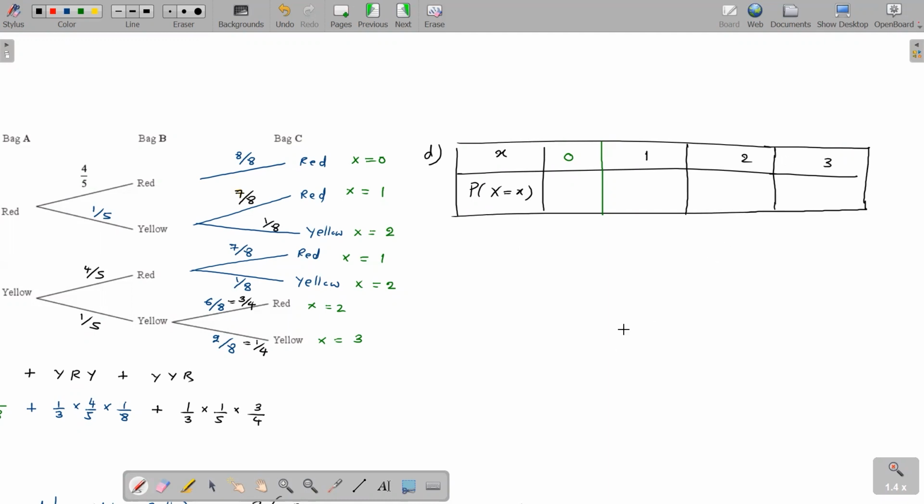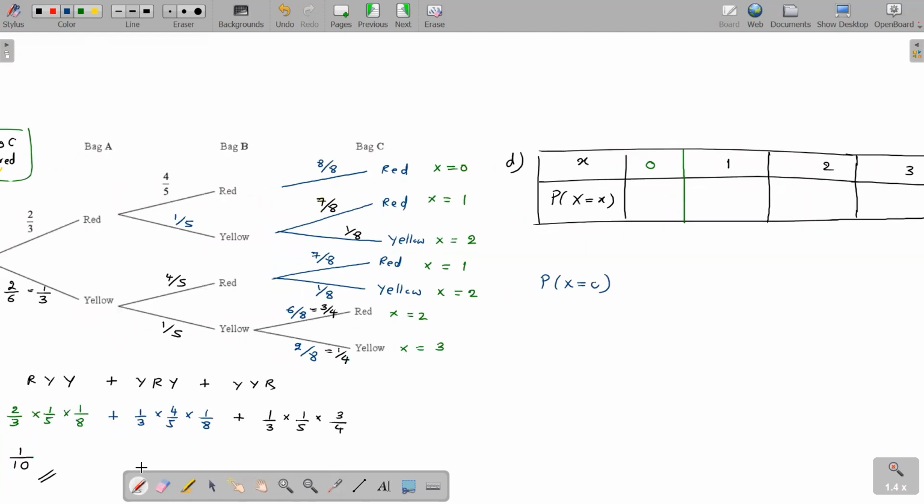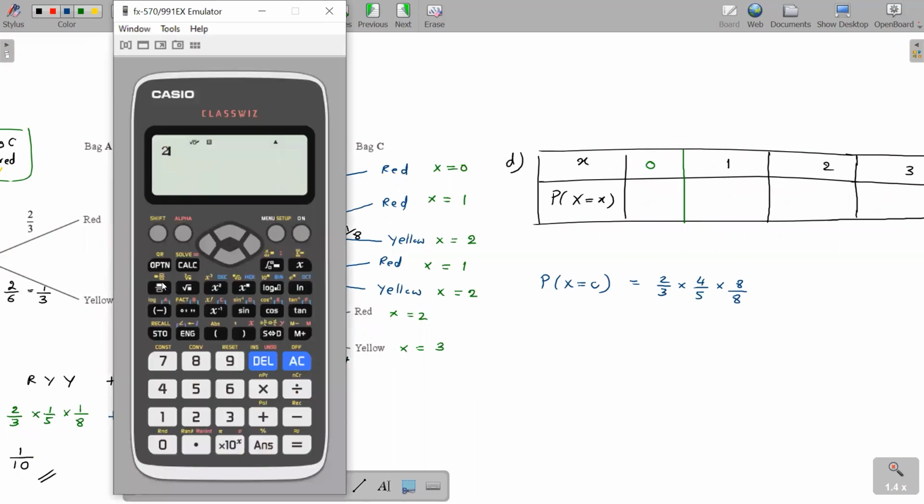Okay, so when X equals 0, we have only one branch where X is 0, right? Which means I can directly write the probability of that branch. What's the probability when X is 0? You have to multiply along the branch: 2/3 times 4/5 times 8/8. Quickly simplify and give me the answer. 8/8 is 1. So it is 8/15.